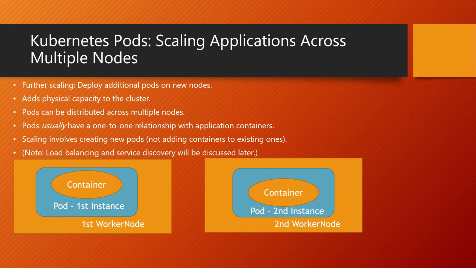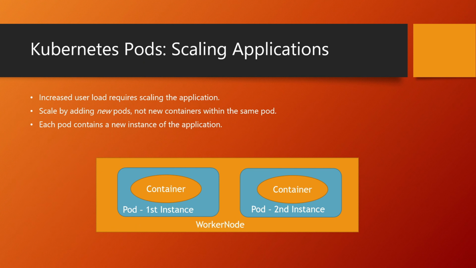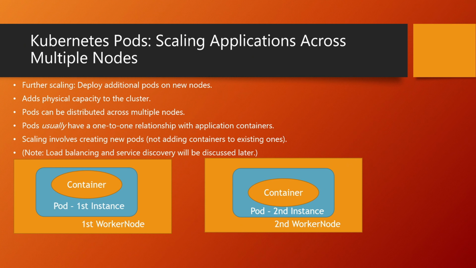Okay, so you understand now, right? How to scale the applications if you want to deploy multiple instances of your application? The first way is that on a single worker node, you can have multiple pods created. In case of multiple worker nodes, on each worker node, you can deploy your applications, right?